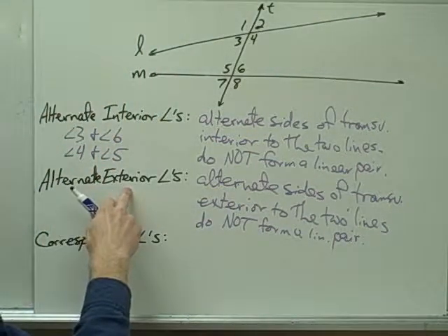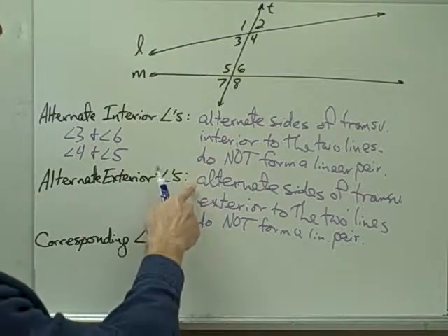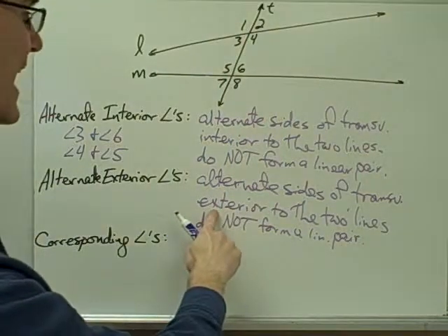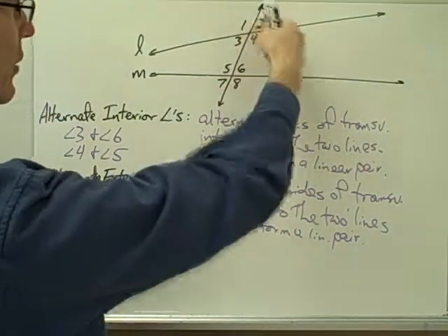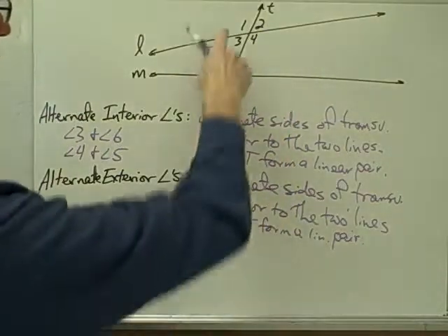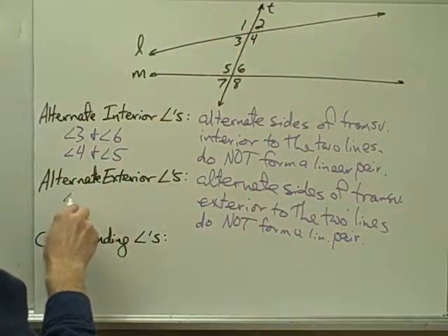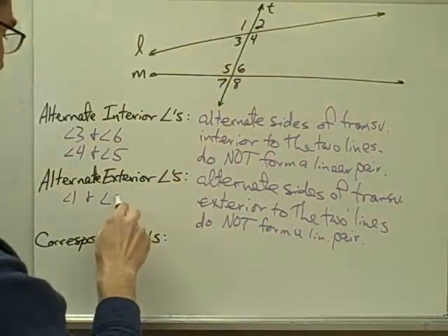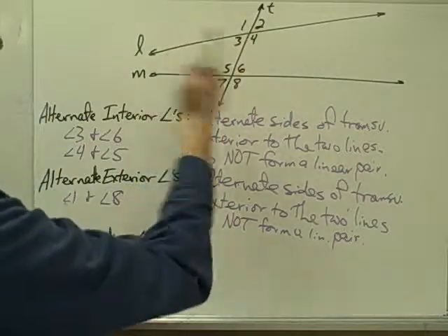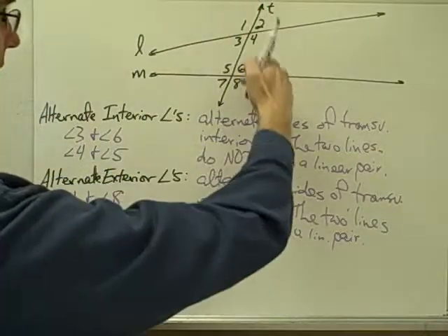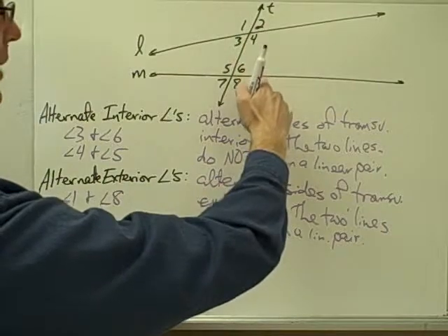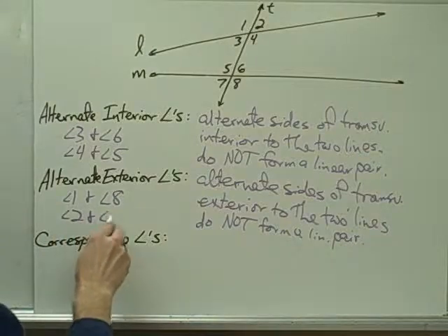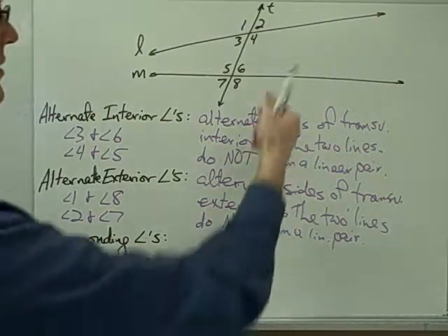Okay, so alternate exterior angles, let's see if we can identify them. Alternate sides of the transversal, so again I'm going to have one on the left, one on the right of the transversal. Exterior to the two lines, so all my exterior angles are 1, 2, 7, and 8, and they do not form a linear pair. All right, so let's see, angle 1 is going to form an alternate exterior angle pair with angle 8. Notice they're on alternate sides of the transversal. They are exterior angles, and they do not form a linear pair. So angle 1 and angle 8, and angle 2 and angle 7 form pairs of alternate exterior angles.